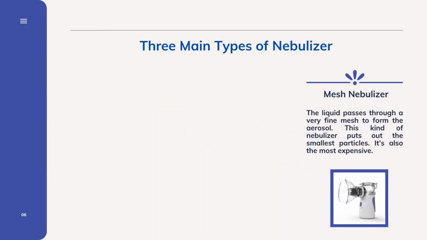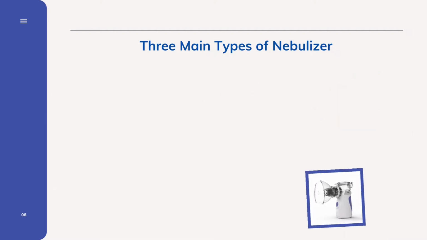And lastly, mesh, wherein the liquid passes through a very fine mesh to form the aerosol. This kind of nebulizer puts out the smallest particles. It's also the most expensive. Recent improvements in nebulizer technologies have led to the development of mesh nebulizers using a micropump technology for aerosol production. They force liquid medications through multiple apertures in a mesh or aperture plate in order to generate aerosol.